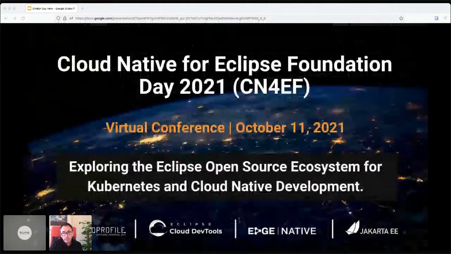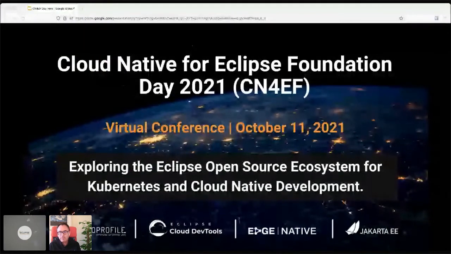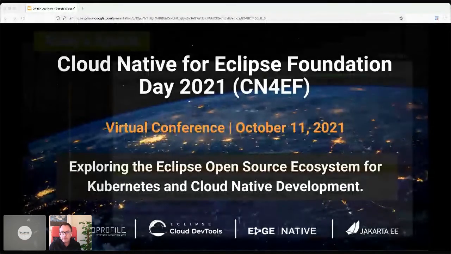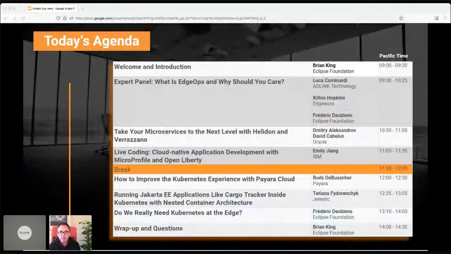As part of KubeCon and CloudNativeCon North America, we are pleased to bring you another acronym, CN4EF, which stands for Cloud Native for Eclipse Foundation Day. This is a full day of expert talks, demos, and thought-provoking sessions focused on enterprise applications implemented using Eclipse Foundation projects on Kubernetes, from the cloud all the way to the edge. Here is the agenda for today. I'm really excited about these talks.